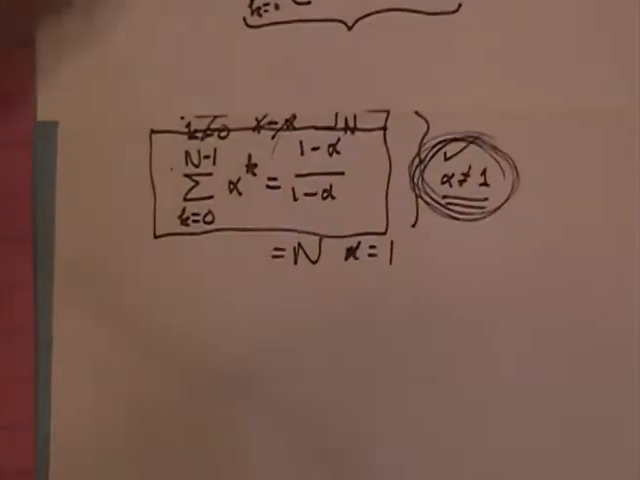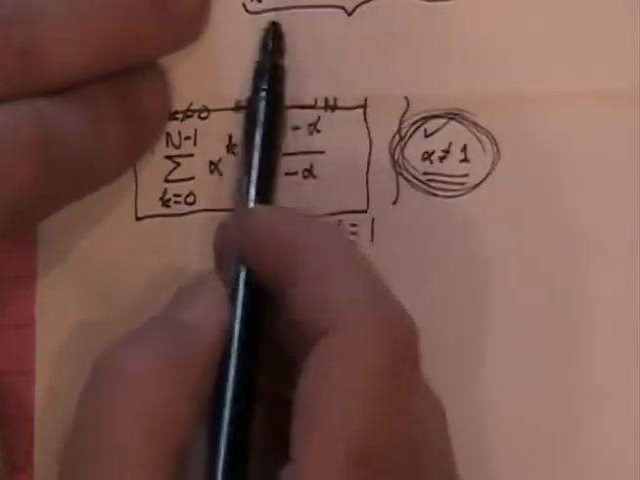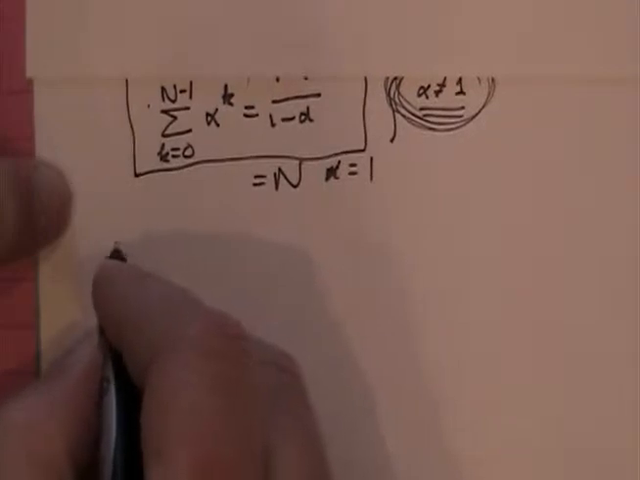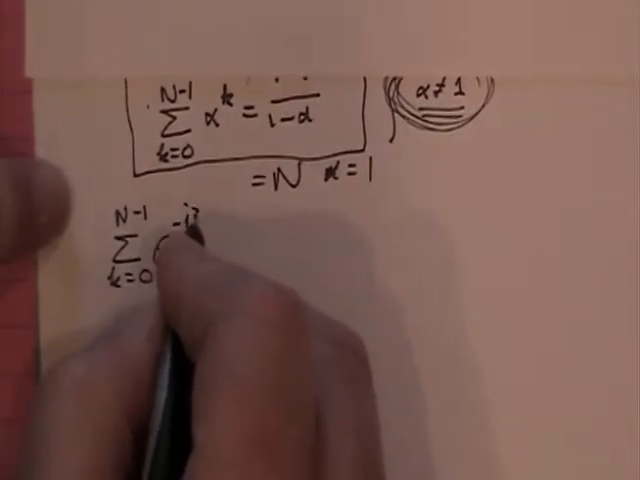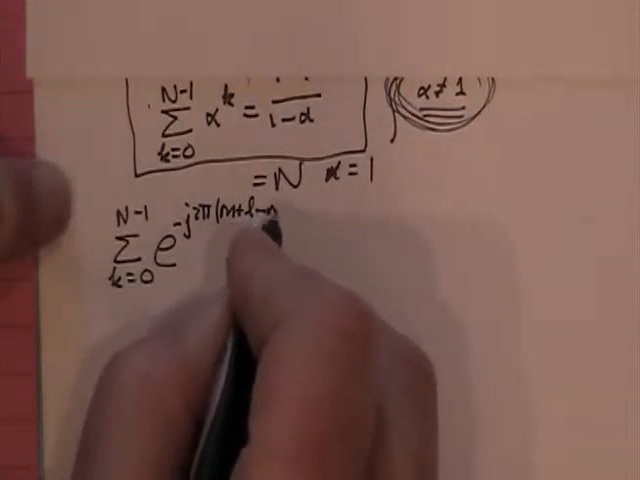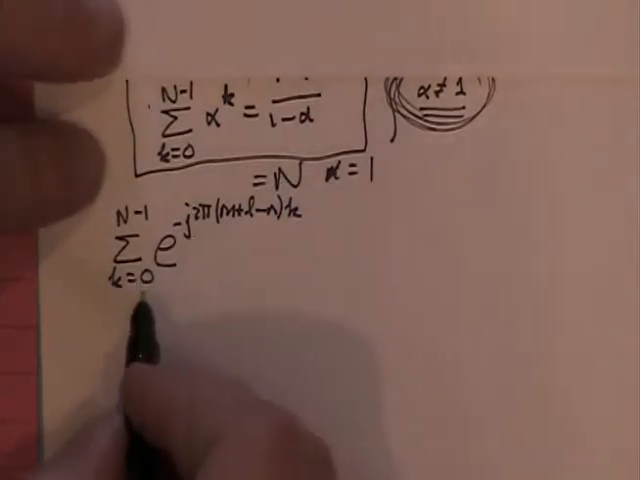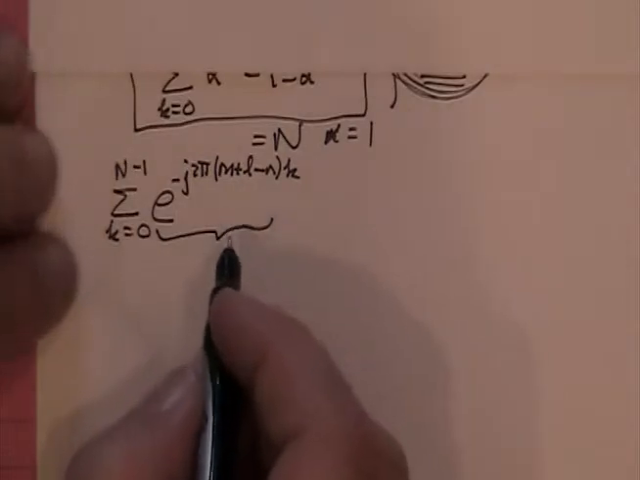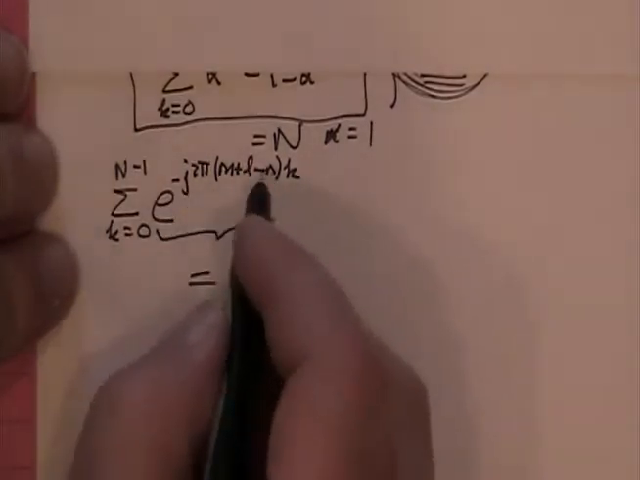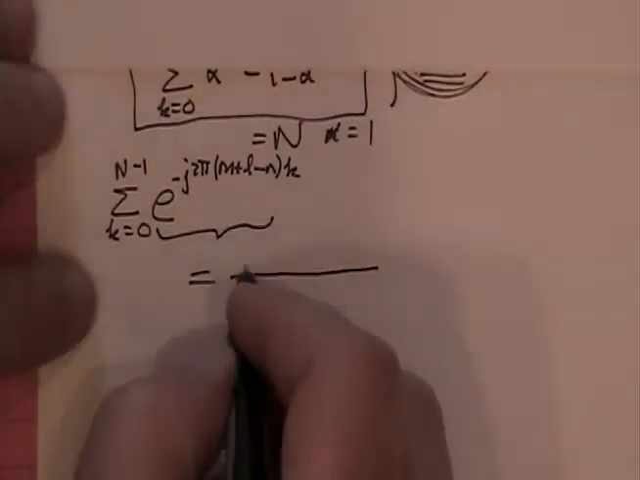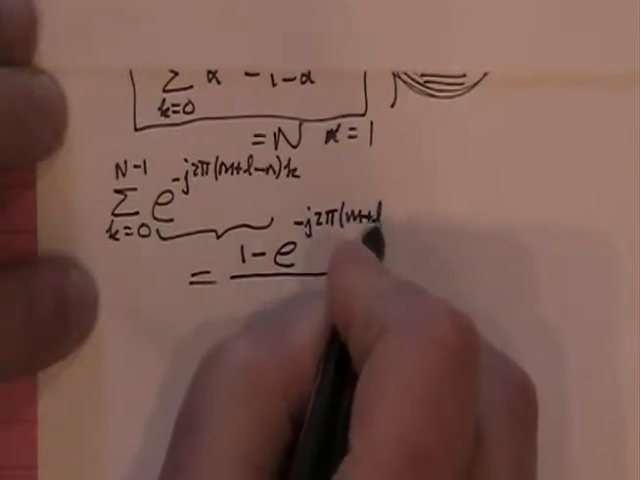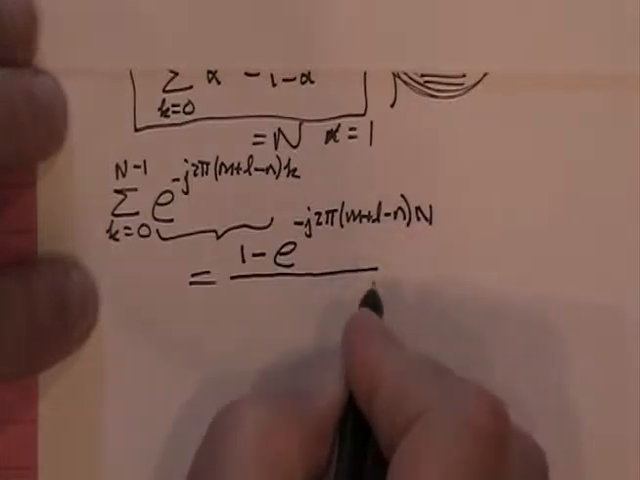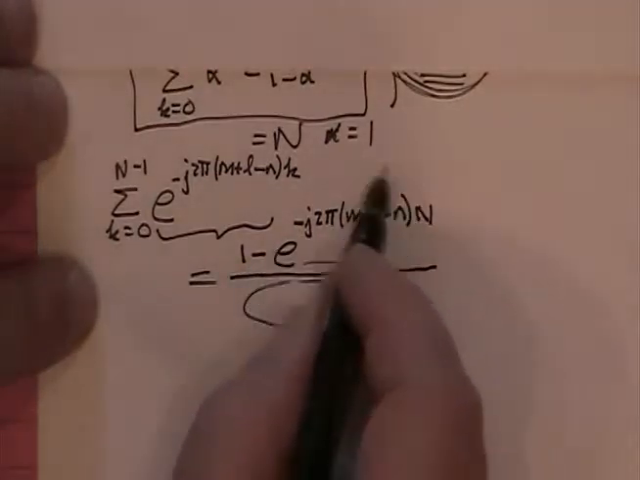Okay, well, let's go ahead and plug that in. If I plug that in, what I end up with for just that summation is all of this stuff. So my summation, k equals 0 to N minus 1 of e to the minus j 2 pi times (m plus L minus n) all times k. When I add those up, I end up with a ratio of values: 1 minus that stuff to the Nth power in the numerator, and 1 minus alpha in the denominator. So my numerator is 1 minus e to the minus j 2 pi (m plus L minus n) times N, right? And then my denominator is just 1 minus this stuff without the N in there.